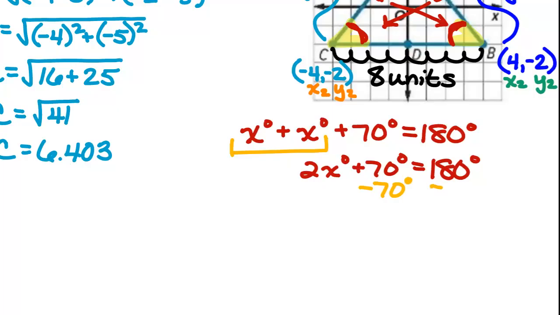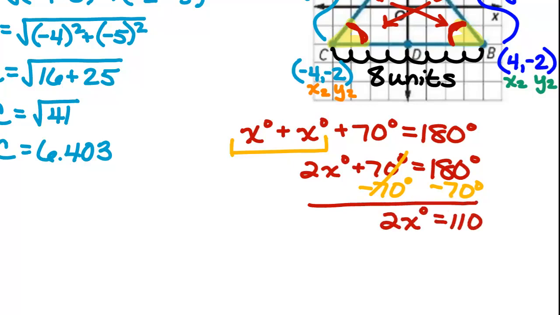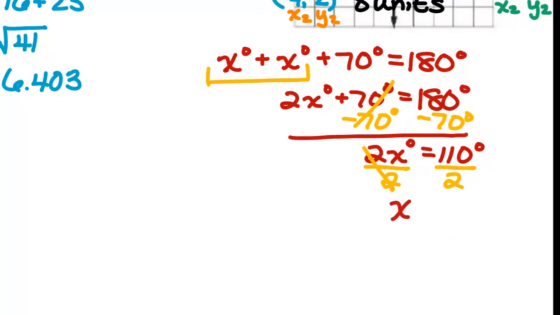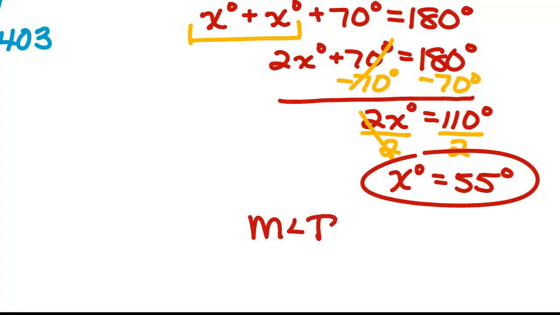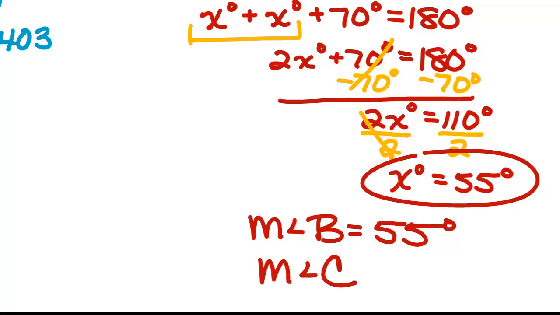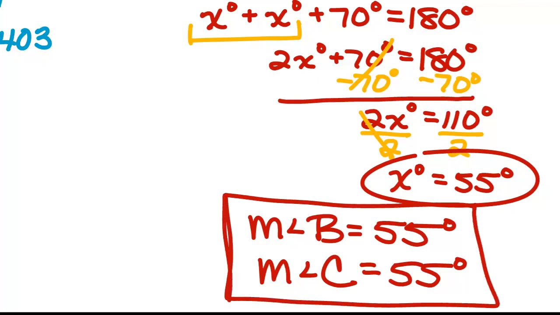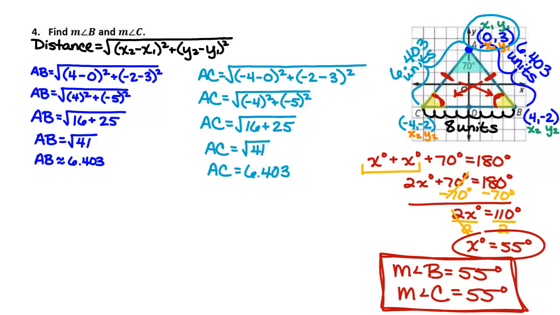What do I get when I subtract 70 from both sides? 110. So 2x equals 110. And then I divide both sides by 2. What is 110 divided by 2? 55. So x degrees equals 55 degrees. What did we just find? Yes, the measurement of angle B is equal to 55 degrees. The measurement of angle C is also equal to 55 degrees. Very nicely done.